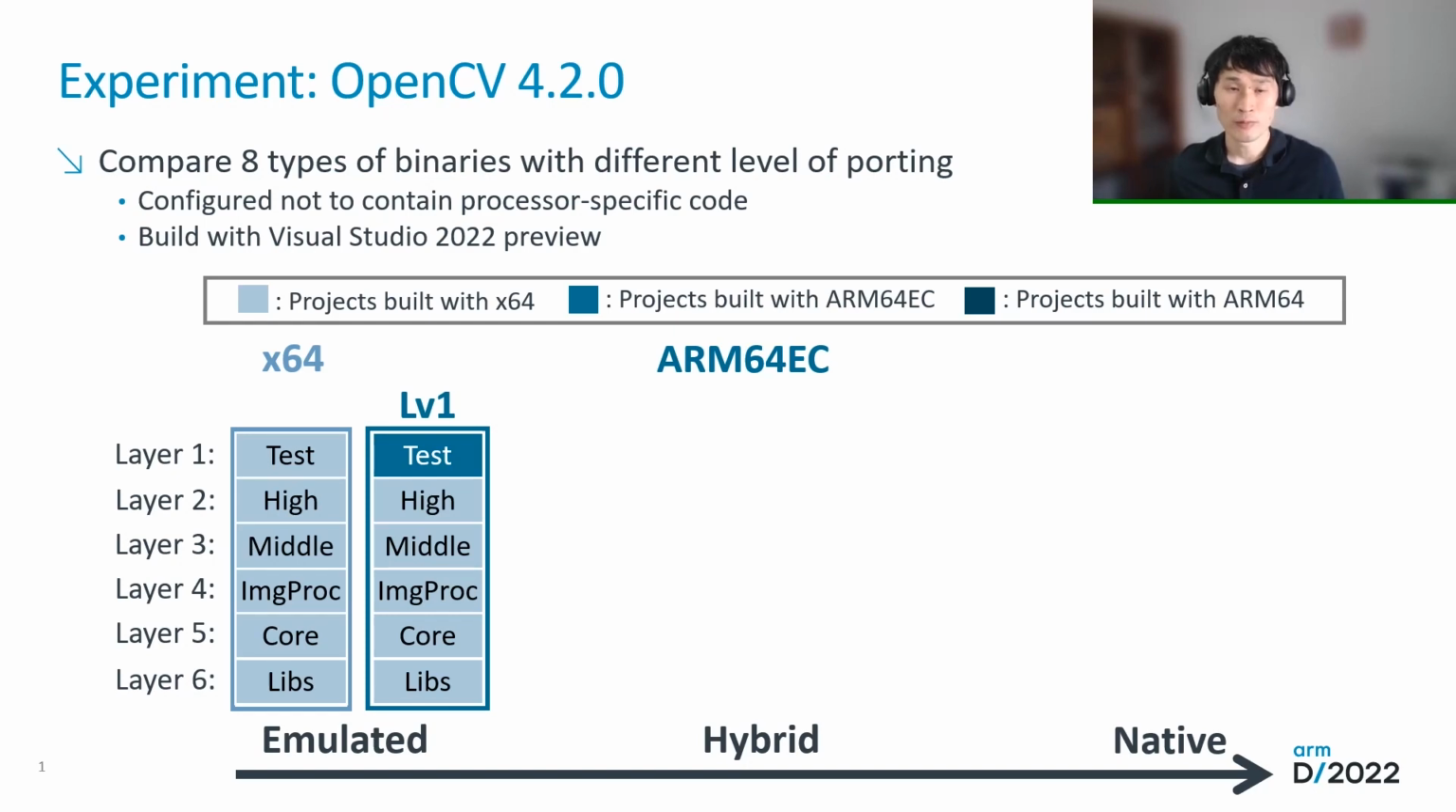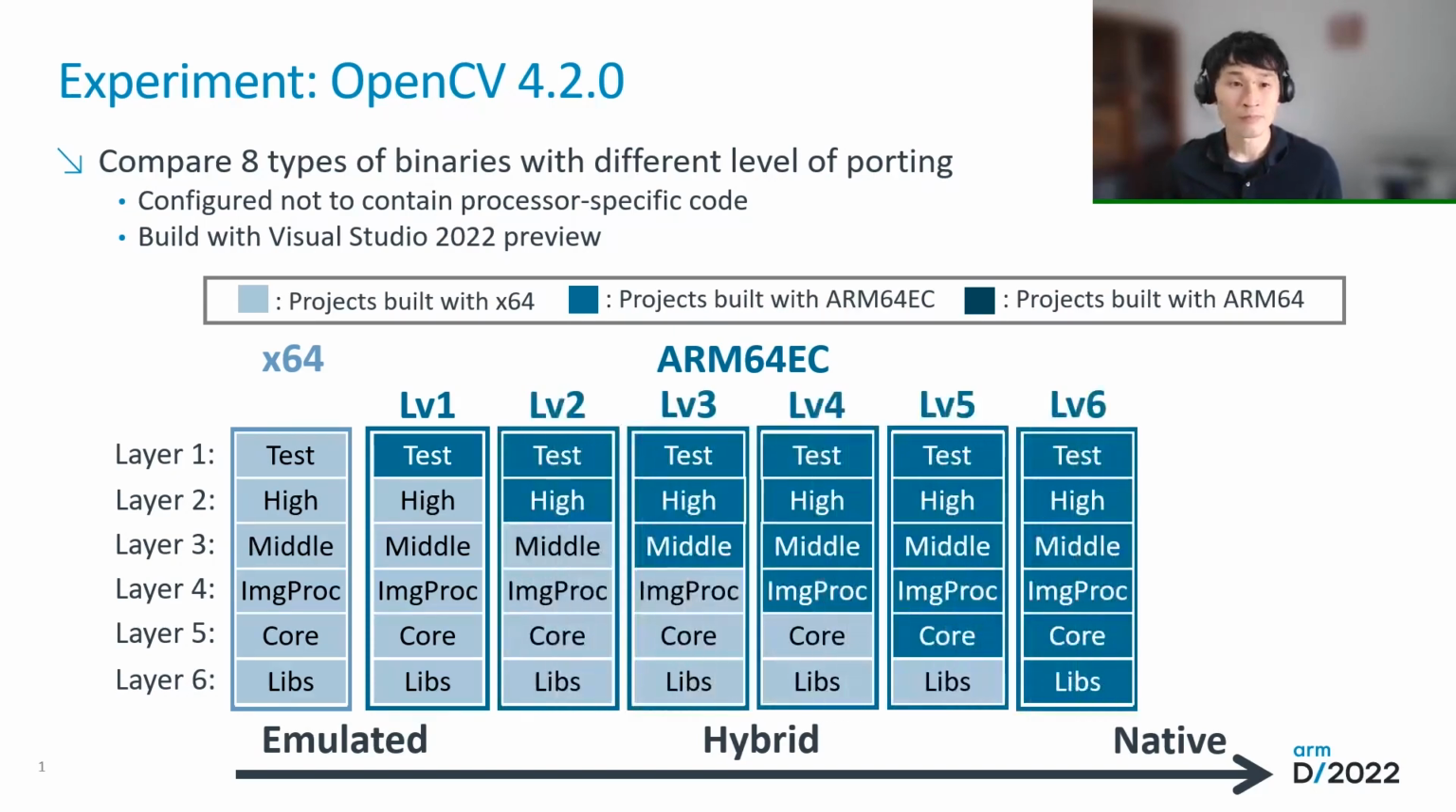Next is an Arm64EC binary, level 1. The level indicates how many layers are ported to Arm64EC. It means that, for example, for level 1, I took only layer 1 code and compiled it with Arm64EC, and the rest of the code is compiled with x64. In this case, only layer 1 runs natively, and the rest of the code runs under emulation. In this way, I prepared Arm64EC binaries from level 1 to 6, depending on how much they are ported.